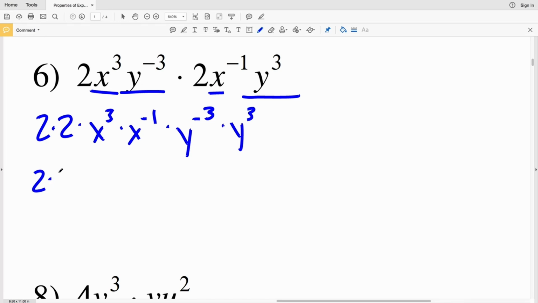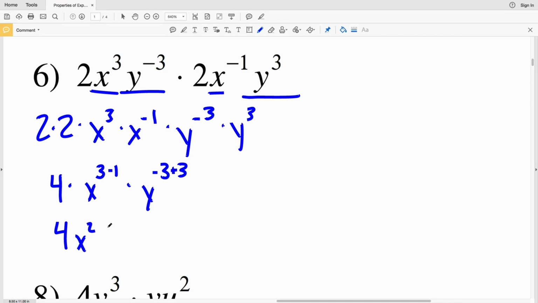So this will be 2 times 2, which is 4, times x to the third times x to the negative 1, which is x to the 3 plus negative 1, or 3 minus 1. And that will get multiplied to y to the negative 3 times y to the 3, which we can rewrite as y to the negative 3 plus 3. Remember, if they have the same base and those are multiplied together, then we can add the exponents. So this will be 4 times x squared, since 3 minus 1 is 2, and then times y to the 0, since negative 3 plus 3 is 0.